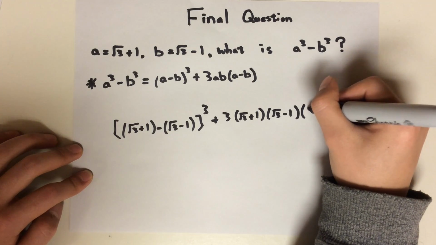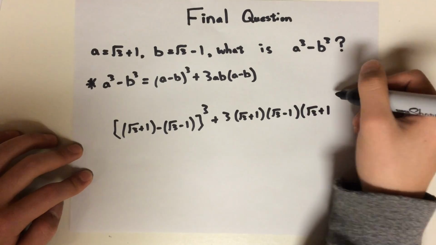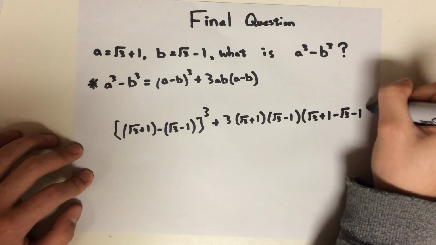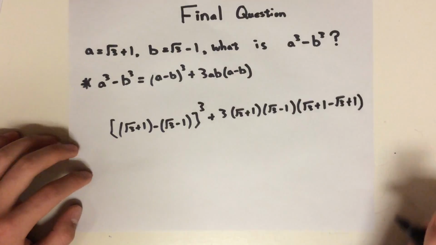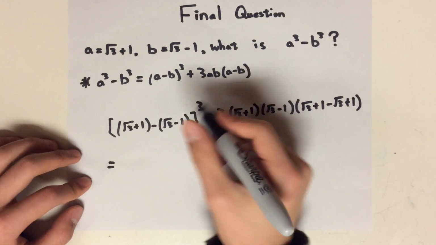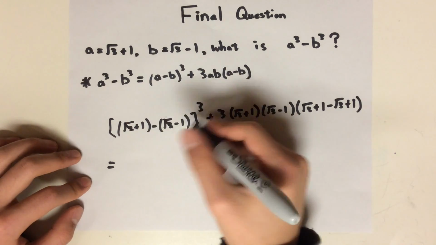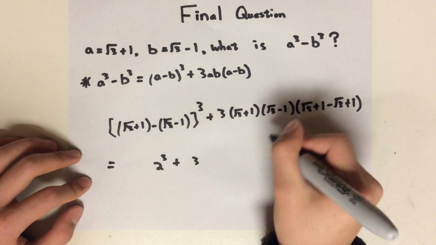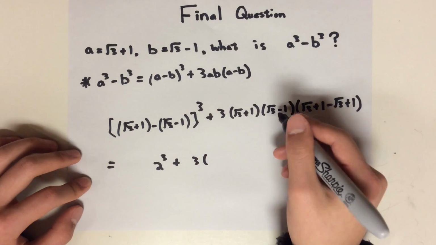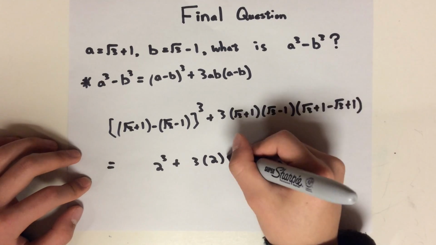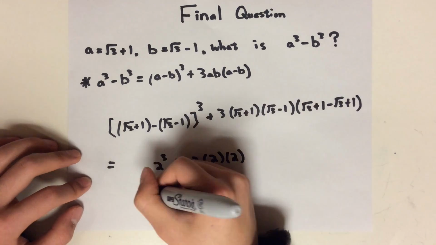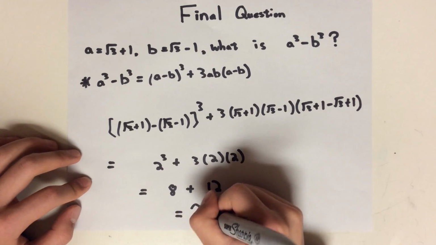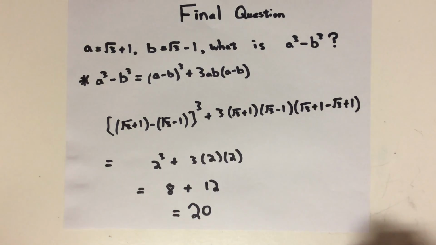Times (root 3 plus 1 minus root 3 plus 1). This is just using the formula. Okay, to simplify this, we just cross out the root 3, which we get now, 2 cubed plus 3. Now we simplify that too, 3 times 2, and if we simplify that also, we just get 2. So 2 cubed plus 3 times 2 times 2, which is just 12. So you just get 20. Easy peasy.